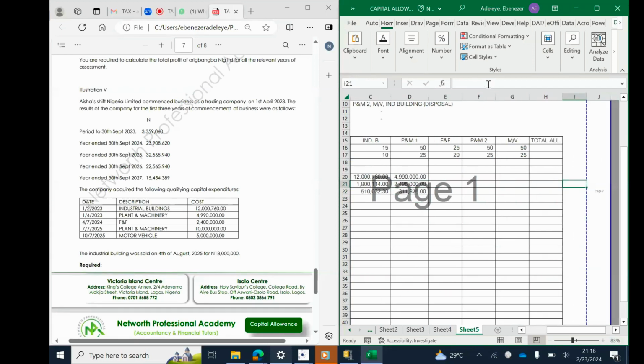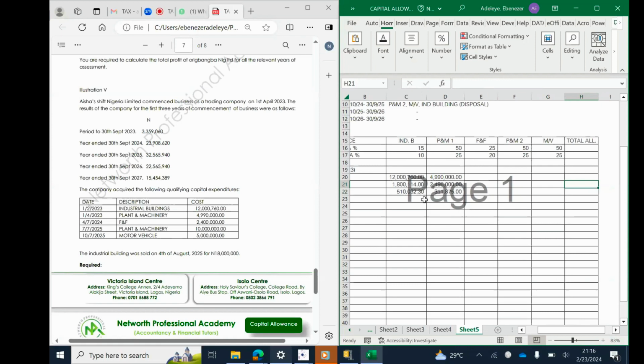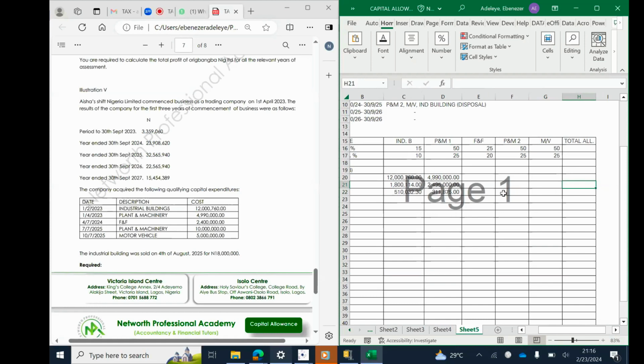All right. Compute the total allowance here for me. The total allowance will be 1.8114 plus 2.495000, right? I will sum everything up. I will also do the same for this, right? So if I do this, I get my total allowance for that year. So this is my total allowance for 2024.